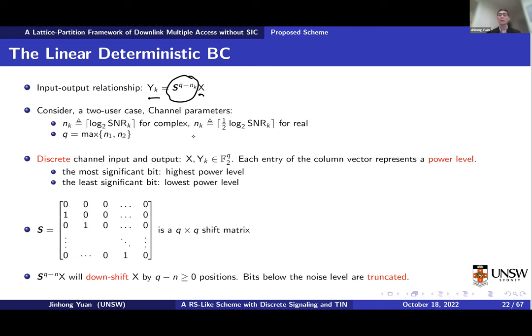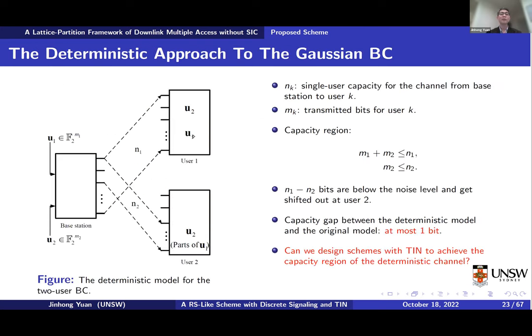With that, we are going to see how this deterministic model can approach the Gaussian broadcast channel capacity. Let us assume we have two users. The first user has capacity N1, and the second user has capacity N2. You can think of it virtually as the first user having a wide pipe because it's a strong user with N1, and the second user's pipe being narrow, with N2.